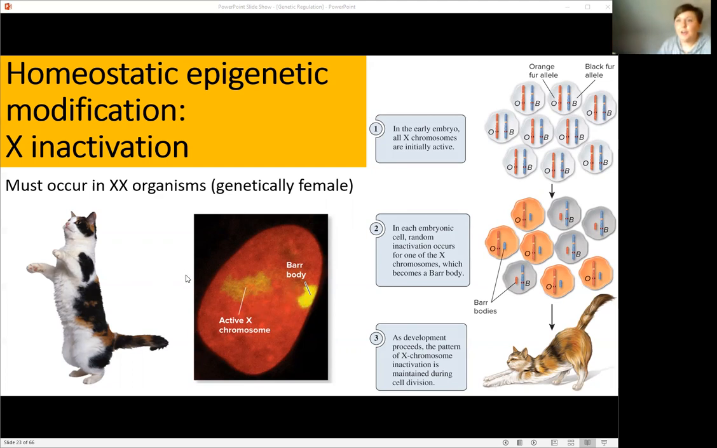Interestingly, in cats, fur color is one of the genes located on the X chromosome. Random X inactivation in these cats leads to the calico fur pattern. Some cells inactivate the X chromosome containing the gene for black fur, while some cells inactivate the chromosome containing the gene for orange fur. This is actually why all calico cats are genetically female. Only cats with two X chromosomes can have fur color impacted by random X inactivation.